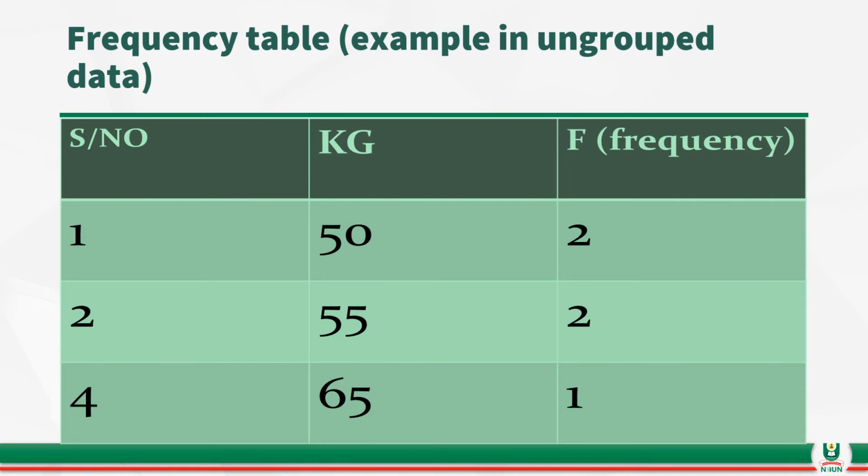So this is a frequency table. You can see it's 3 columns: the serial number, the weight in kg, and then the frequency, the third one. So the 50 kg weight appeared twice, 55 appeared twice, and 65 once. So this kind of frequency table is frequency table for ungrouped data. You know, the values are not many, so you can just group it. So you have single discrete values like 50 kg, 55, 65.